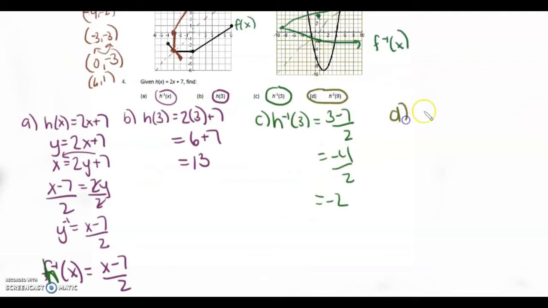Okay, and then D, we're going to do h inverse at 9. So again, I'm going to take h inverse and I'm going to substitute 9. So 9 minus 7 over 2, I get 2 over 2, which is 1.